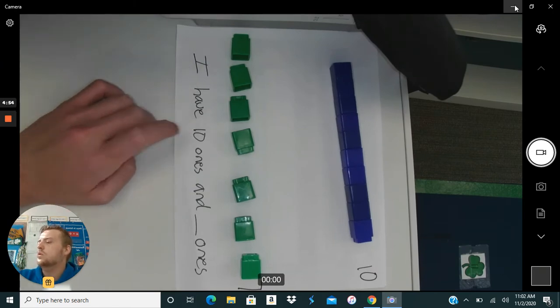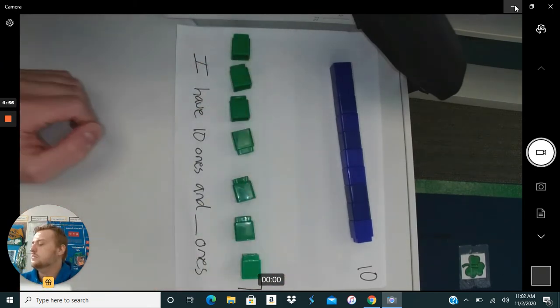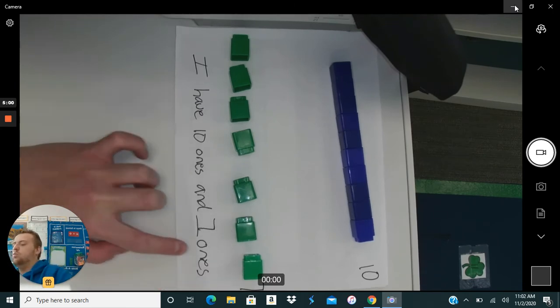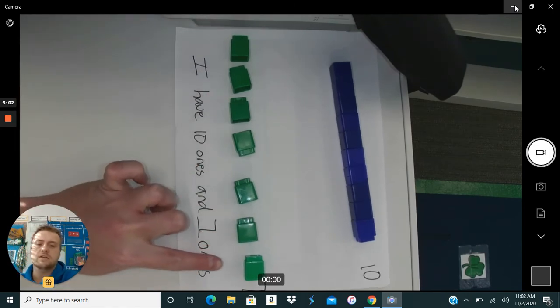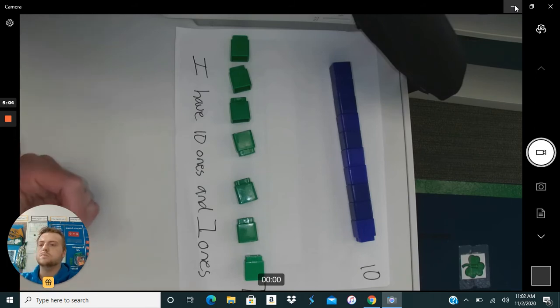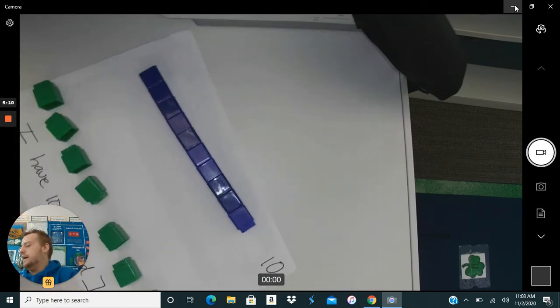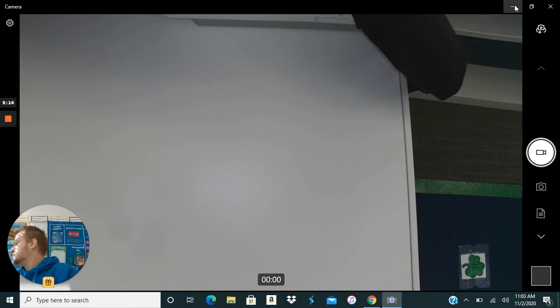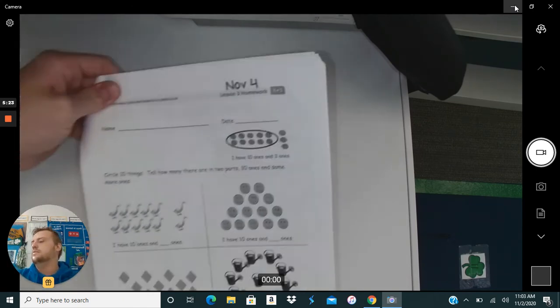So I have 10 ones, those are the blue cubes, and 7 ones because we have 7 green cubes all alone. Alright, so friends, the next thing we are going to do, we are going to look at our homework that we have for today. Now, it is just the same as yesterday, but just with different pictures.